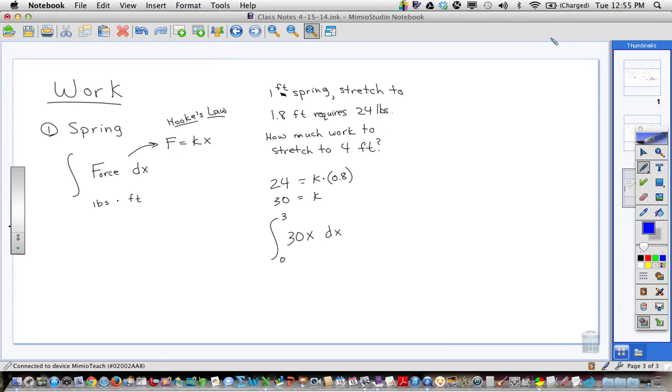All right, what'd you get on this one? Anybody got it? 135 foot-pounds. 135 foot-pounds.